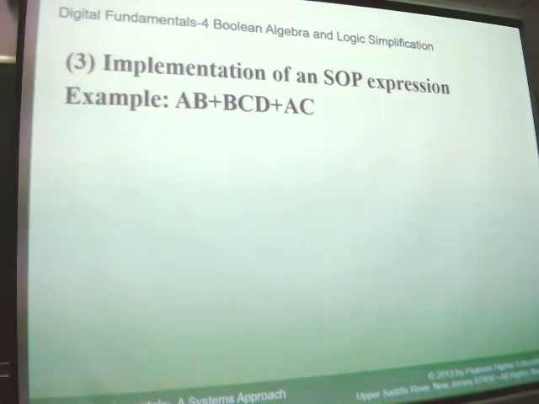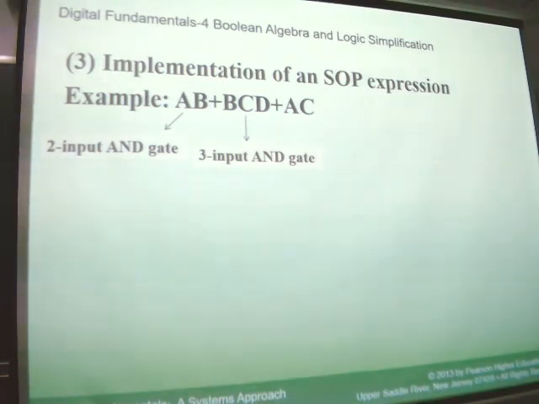And implementation of an SOP expression: first, use the AND gate, and then use the OR gate.